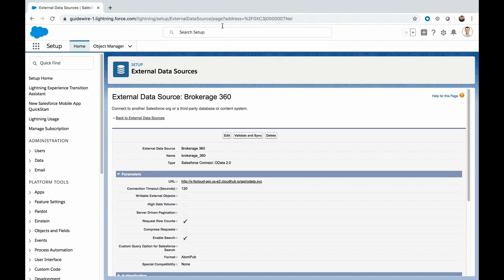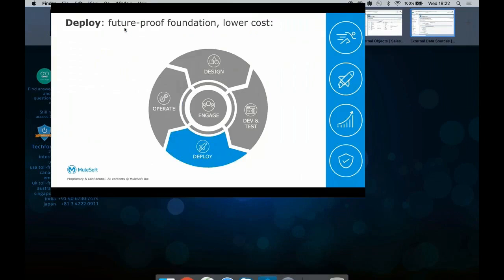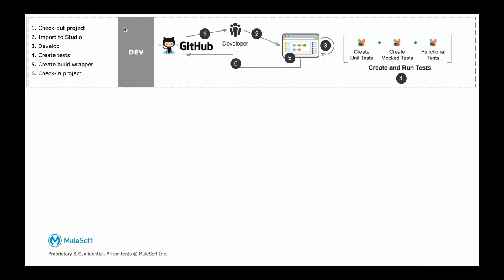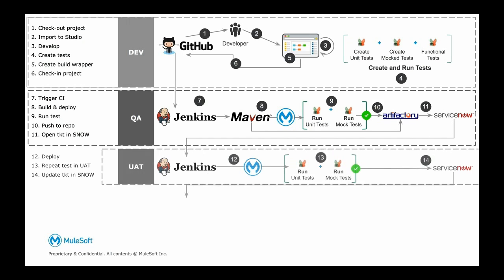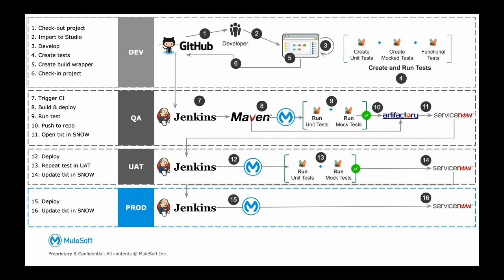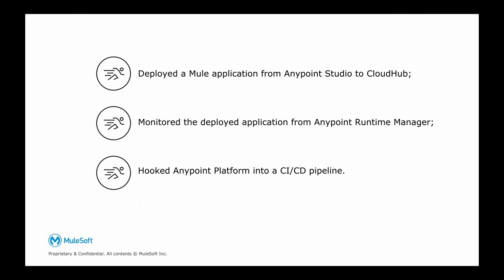As noted earlier, Jason can automate the deployment of his Mule applications through development, QA, UAT, and production to make sure that he is uploading and deploying assets that are within the company requirements, compliance, and security mechanisms. So within this demonstration, we have deployed a Mule application from Anypoint Studio to Cloud Hub within a single click. We've monitored the deployed applications from Anypoint Runtime Manager, and we've hooked Anypoint Platform into a CI/CD pipeline to automate the development through to deployment.